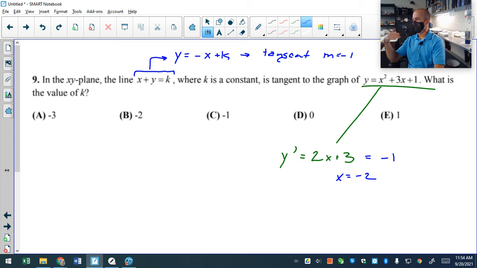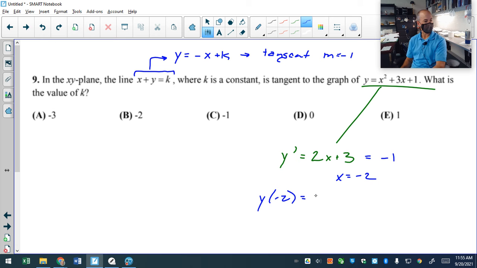They didn't ask what is the x coordinate of the point of tangency. They said what is the value of k, which, if you want to think in other terms, is the y-intercept of the tangent. Right? So now that I have the x coordinate for my point of tangency, what else could I do? I can plug that into the original function to find my y value.